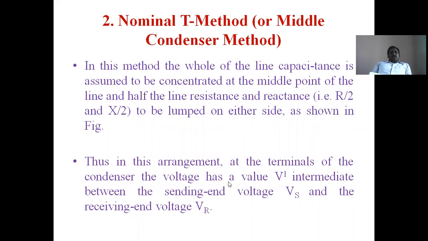In this arrangement, across the terminals of the condenser, the voltage has a value of V dash. This V dash is the voltage across the capacitor connected at the middle of the transmission line. So it has a value of V dash, intermediate between the sending end voltage Vs and the receiving end voltage VR. Sometimes this V dash is also called V1, no problem.